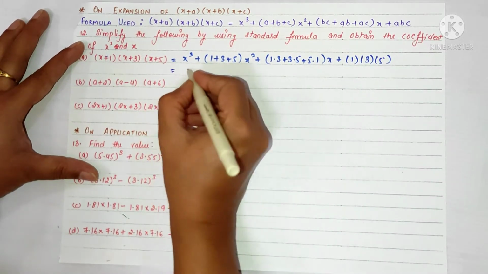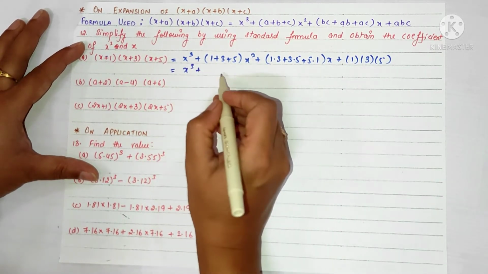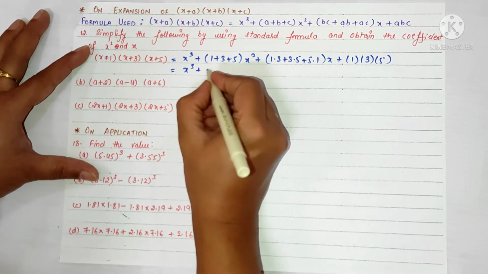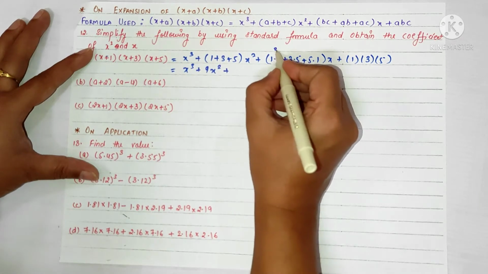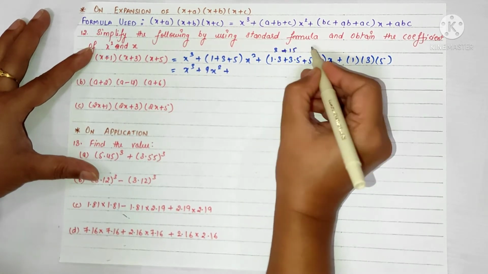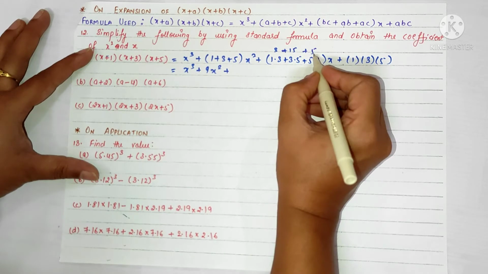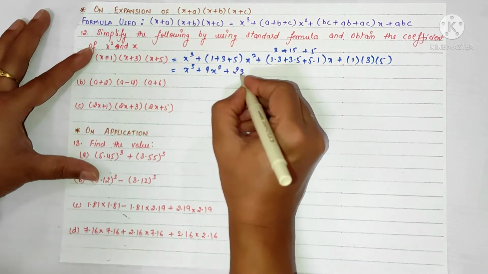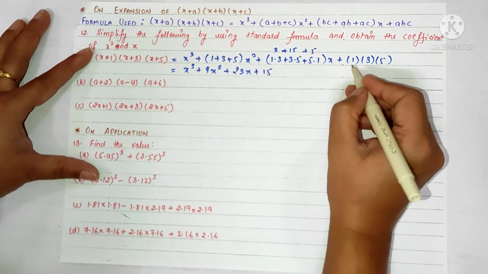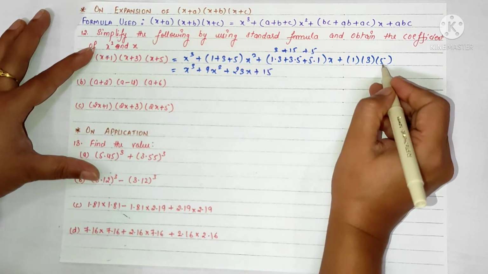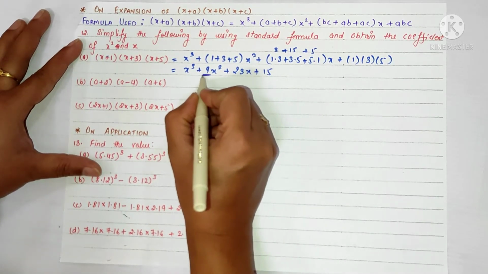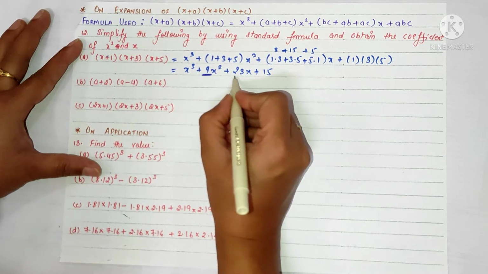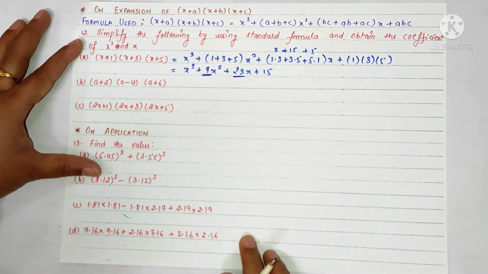So on solving this, we'll get x cube plus 5 plus 3 is 8 plus 1 is 9 x square, and on multiplication we'll get 3 ones are 3 plus 5 threes are 15 plus 5. So in all we'll get this as 23x plus 15. 1 threes are 3, 3 fives are 15. So hence this is the solution, and we need to write the coefficient of x square and x. So coefficient of x square is 9 and coefficient of x is 23. I hope you understood this question.